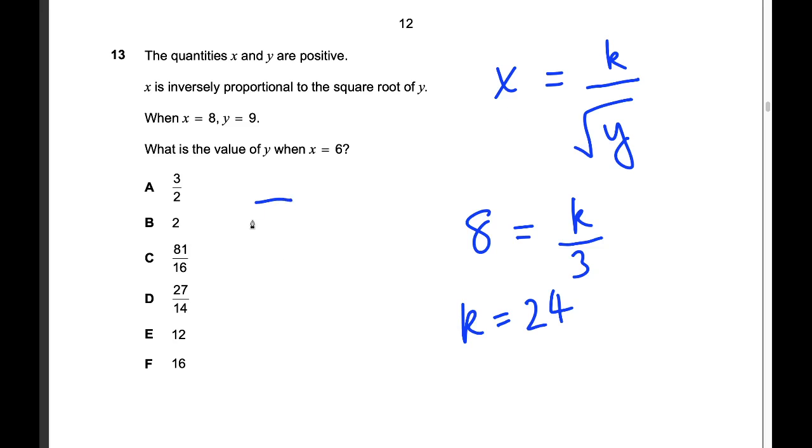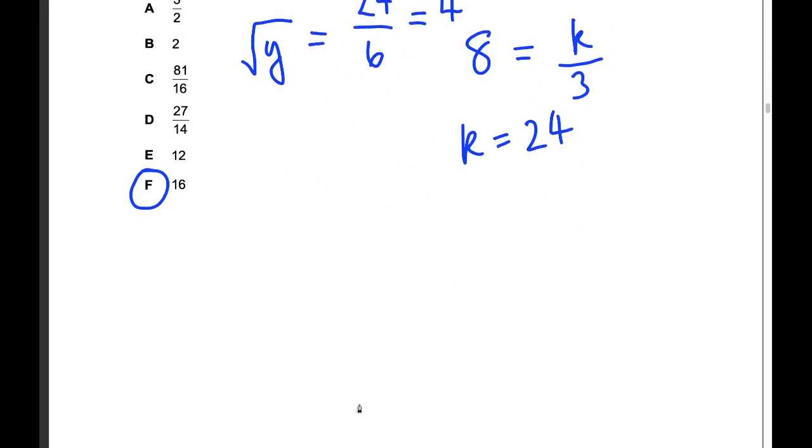Now I can put in this new value of x, and rearranging this equation, root y is equal to 24 over x, which is 6. So 24 over 6 is just 4. And I know they're positive, so squaring this square root, I'm going to just square the other side as well. So 4 squared is 16. The answer is F. Okay, moving on.